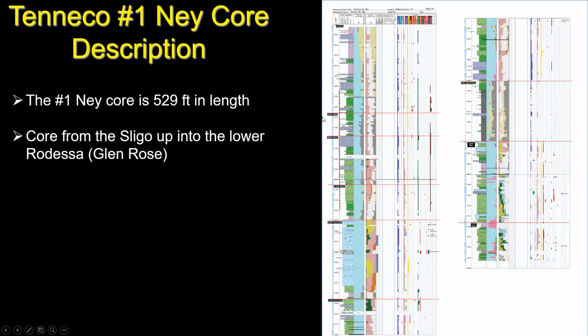This is the core description of the complete NA core. It is 529 feet long. The core goes from the Sligo up into the Odessa or lower Glen Rose. Here would be the Sligo section being carbonate rich, Pearsall shale, the lower Bear going into the lower Cow Creek, going into the upper Cow Creek.